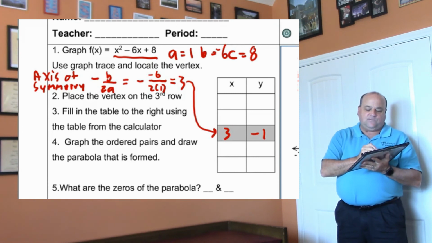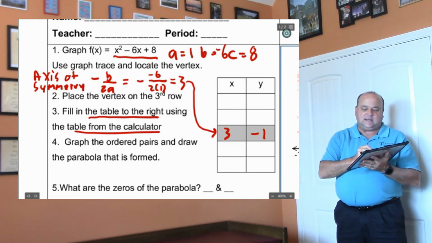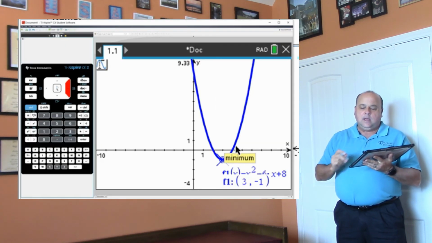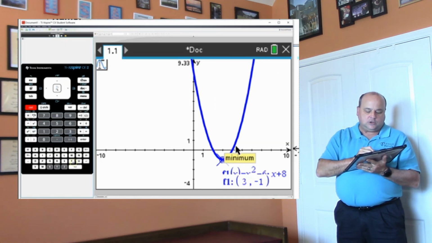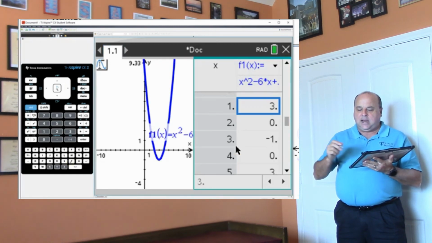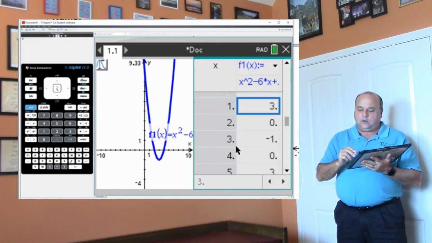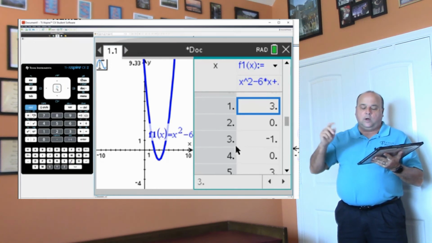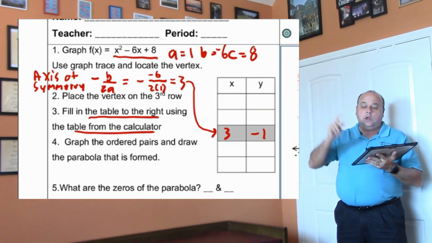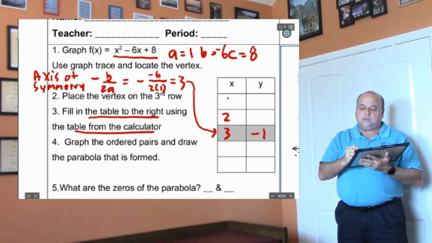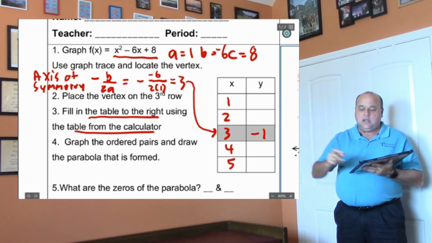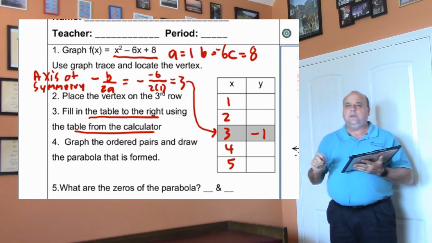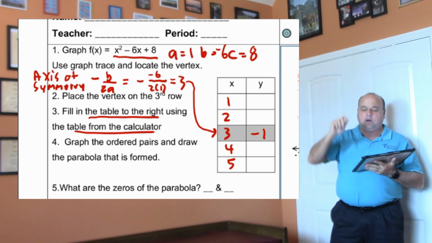Now it says fill the table to the right using the table from the calculator. So we're going to go back to the calculator, and we're going to hit Control T. Control T gives me my table, and the 3 right here was the -1. These are the numbers I need from the table, aren't they? When you do your table, you want 2 numbers below it and 2 numbers above it. So the numbers in the x's will be sequential, and the vertex will be in the middle, or the middle of the curve, okay?